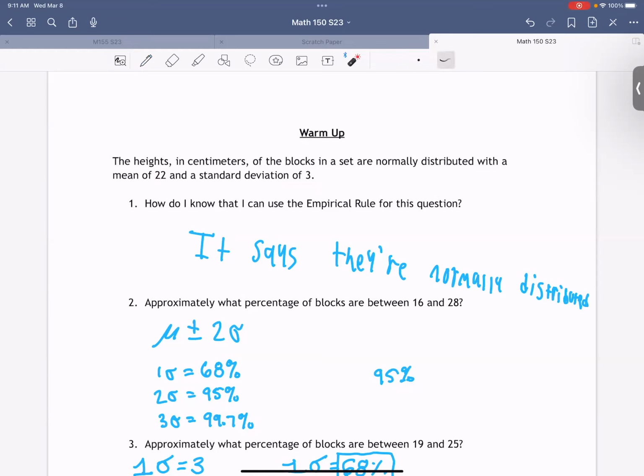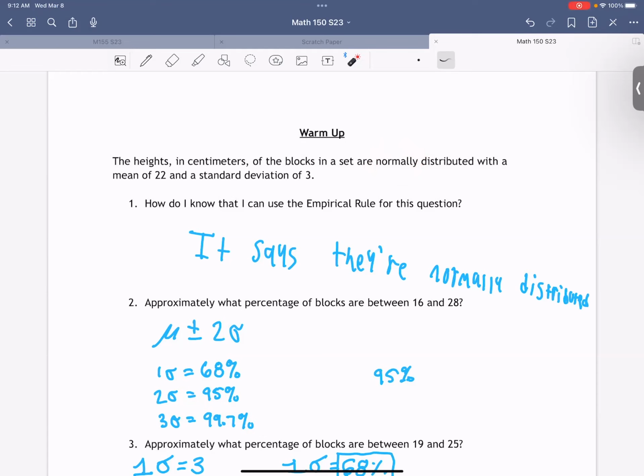Michael, do you want to explain why we could use the empirical rule for this question? Who wrote up number 1? Hunter, do you want to explain why? Because it says that they were normally distributed. Perfect, right? So if it doesn't say normal in the question, then you can't do the question. This only works for normal distributions, or that bell curve shape, okay?